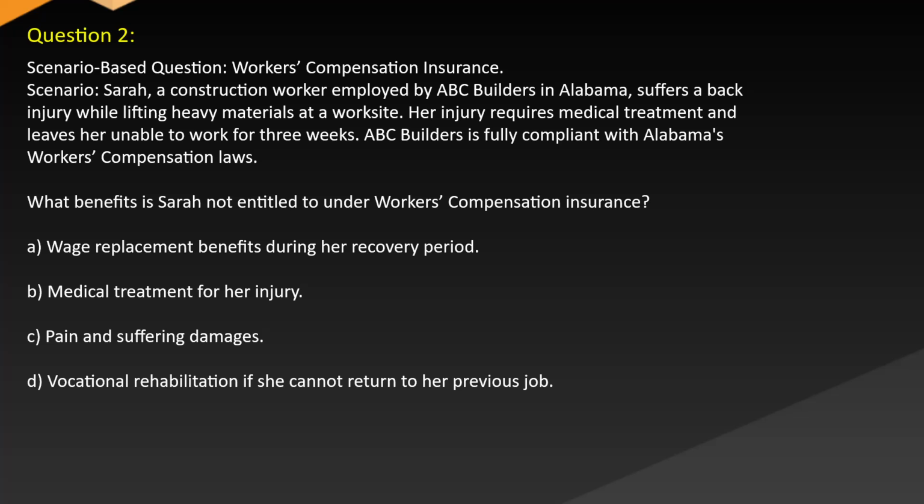What benefits is Sarah not entitled to under workers' compensation insurance? A. Wage replacement benefits during a recovery period. B. Medical treatment for her injury. C. Pain and suffering damages. D. Vocational rehabilitation if she cannot return to her previous job.